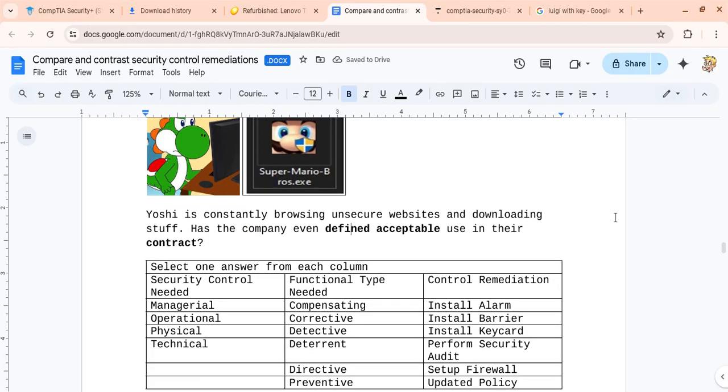Okay, so here, select one answer from each column. What kind of security control do we need here? Is this managerial? Is this operational, physical, or technical? Now, opposite to our last question, this one's more about employees. It's not really about data being lost because of a cyber attack or someone breaking in. So we can just rule those out.